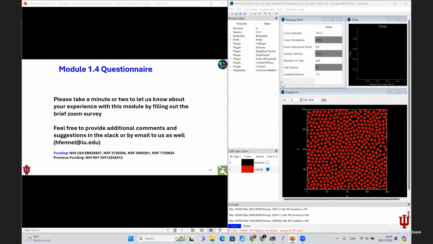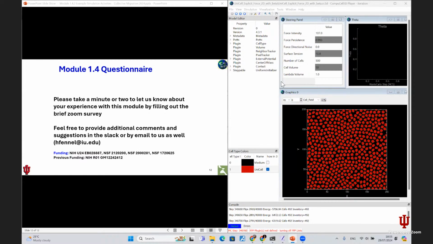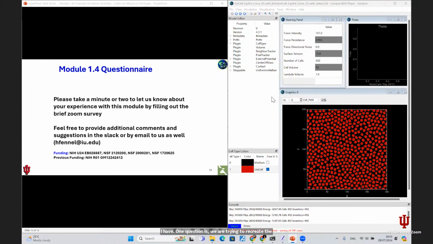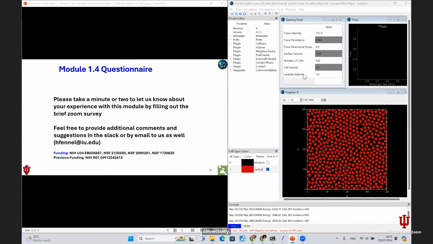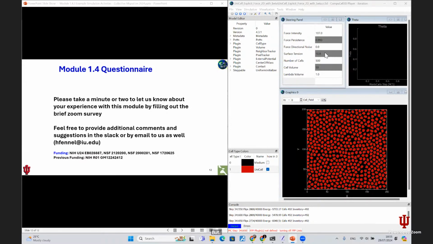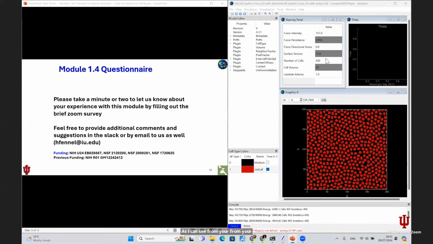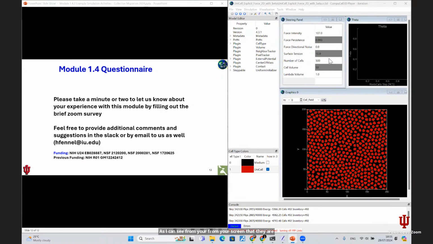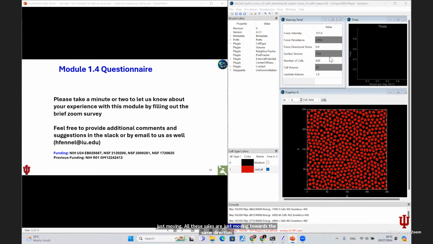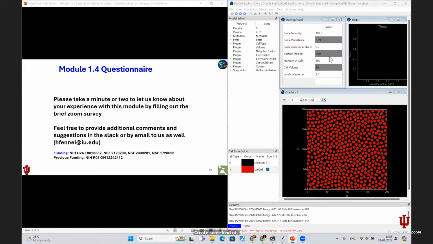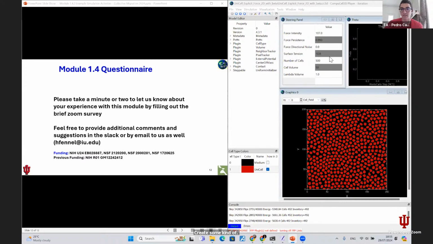I have one question. We are trying to recreate the connectivity between the cells, but as I can see from your screen, they are just moving. All these cells are just moving towards the same direction. How can we consider that they create some kind of connectivity? Collectivity.